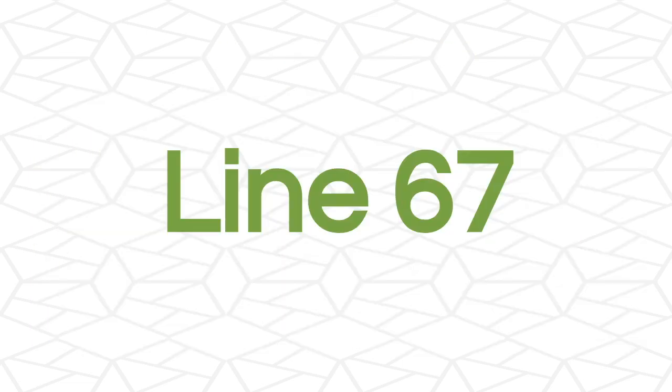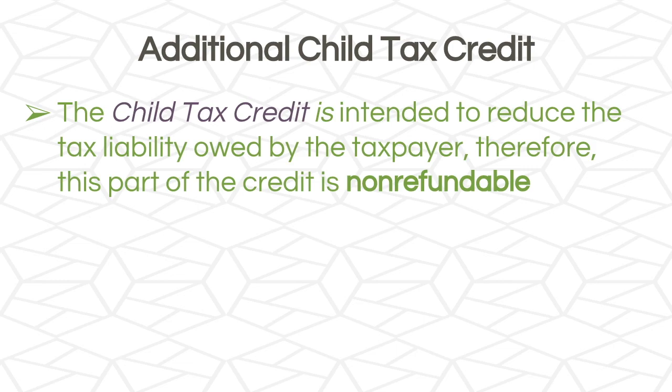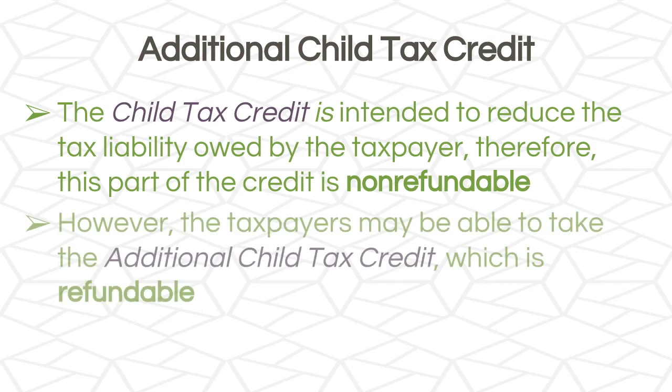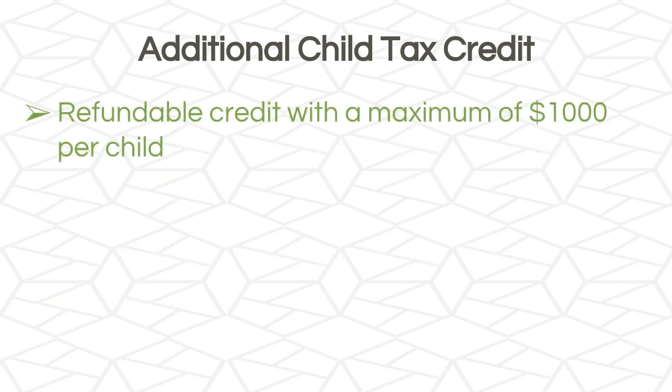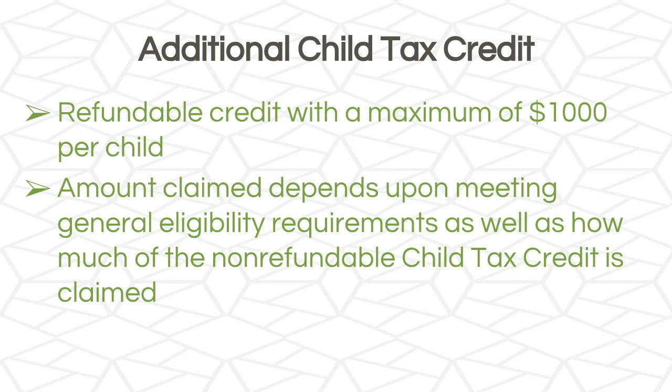Let's move on to line 67. This is for the additional child tax credit. So like we mentioned, the child tax credit is intended to reduce the tax liability owed by the taxpayer. Therefore, that part of the credit is just non-refundable. But taxpayers may be able to take the additional child tax credit, which is refundable. And it's a refundable credit with a max of $1,000 per child. The amount claimed depends upon meeting general eligibility requirements, as well as how much of the non-refundable child tax credit is claimed.